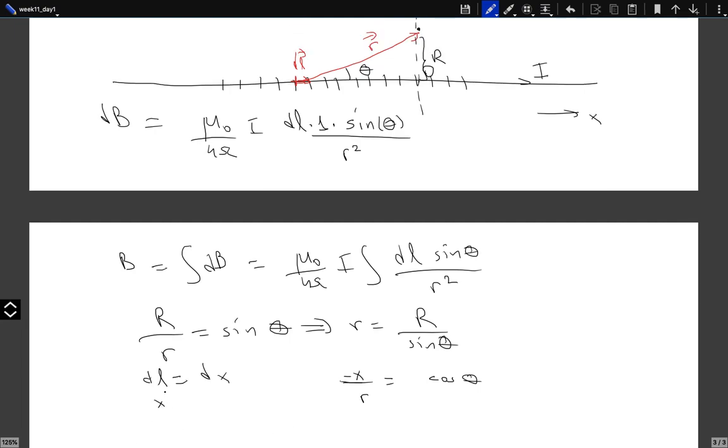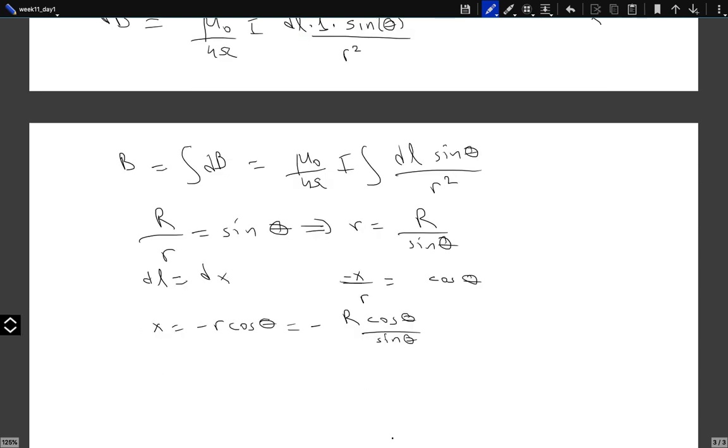So my x is equal to minus r times cosine theta, or minus capital R cosine theta over sine theta. So we can calculate dx. If you just take the derivatives, dx will be R over sine squared theta d theta. The derivative of cotangent is minus 1 over sine squared. Now we have everything expressed in terms of theta. This was dl, remember.